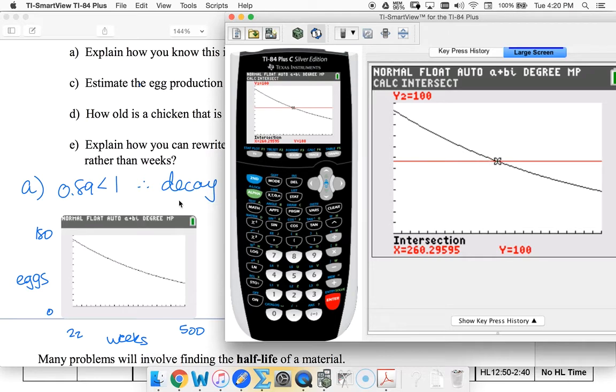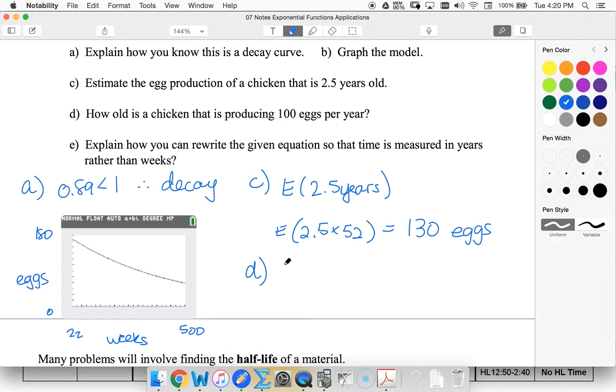All right, 260.2, so W is approximately 260.2, but at 260 weeks it wouldn't have hit, so I have to give 261 weeks to produce 100 eggs per year.